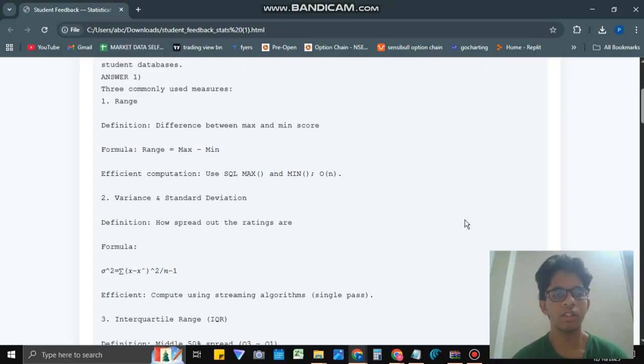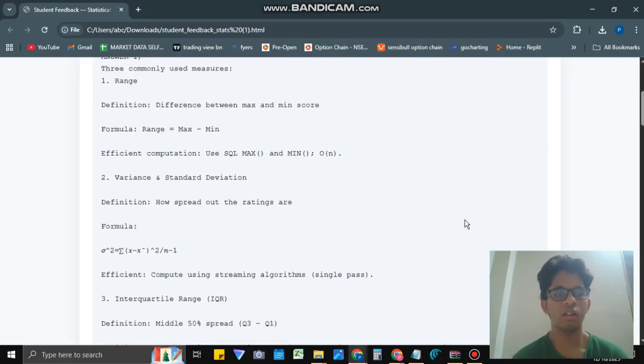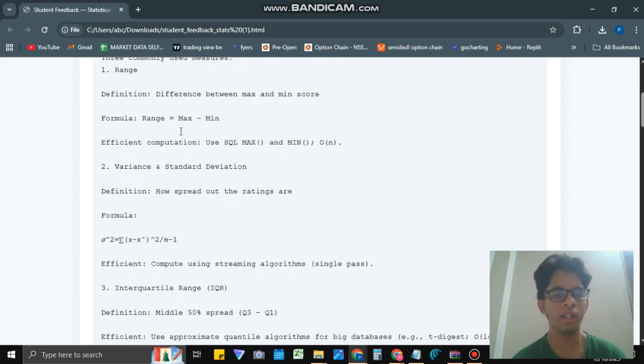So let's start with the answer. The three commonly used measures are range, variance, and interquartile range. First of all, what is range? Range is just the difference between the maximum and the minimum value.